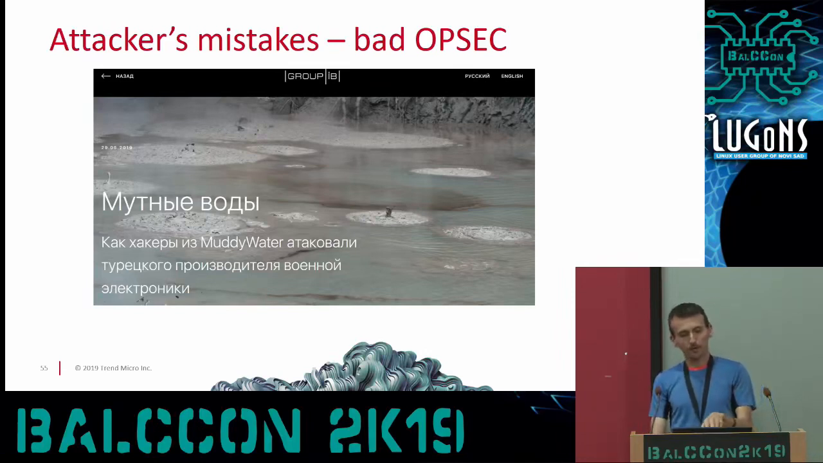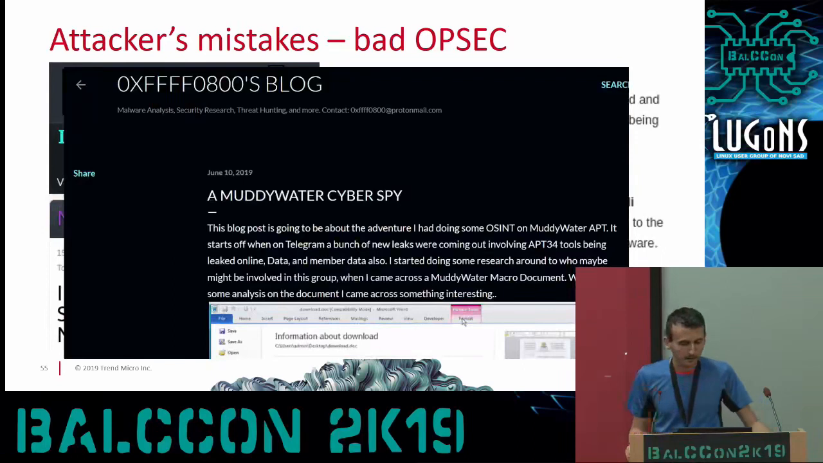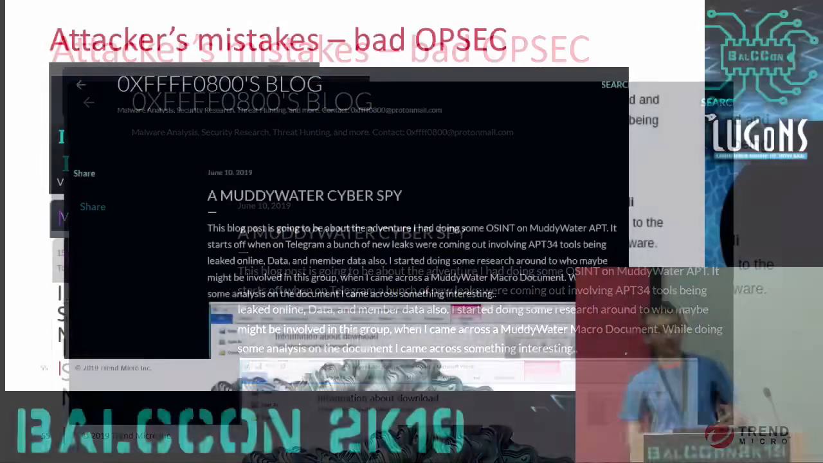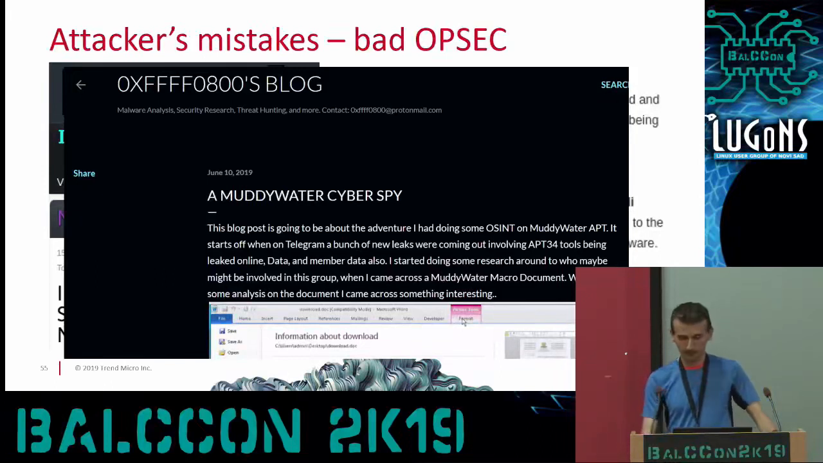If you look for the information, there are different blog posts. One was from Group-IB, called Mutnie Vody, a blog post exposing some individuals. Another one, ICNA, the Iranian Cyber News Agency, again mentioned some of these links. Or one link, the 0xFFF something blog, Muddy Water Cyber Spy, by I think some Chinese researcher. They went even farther. They even exposed the person who might be behind it, which might be true, but it can also be a false flag. So we have to be very careful with this.